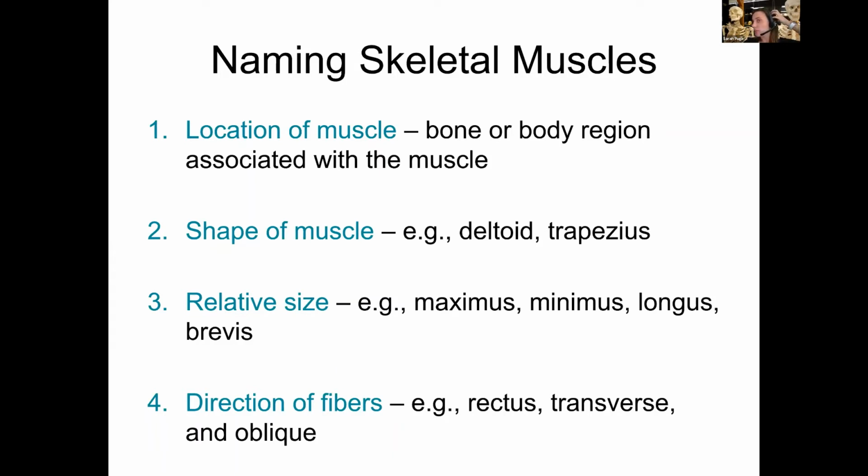On the side over here is our temporalis muscle. This one gets its name because it sits on top of the temporal bone. You also have one in the very back called the occipitalis muscle. Gets its name because it sits on the occipital bone. So these are named based on the bone that they sit on. Sometimes it's also based on body region. We can name our muscles based on their shape.